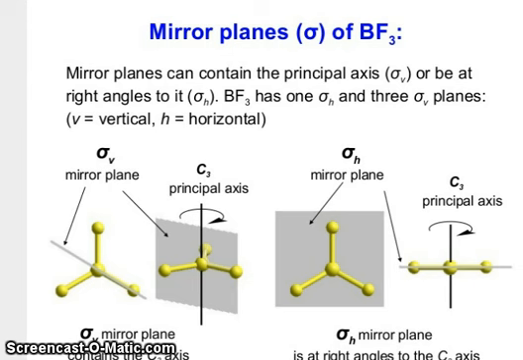Mirror planes can contain the principal axis, sigma v, or be at right angles to it, sigma h. BF3 has one sigma h and three sigma v planes. So v is for vertical and h is for horizontal. Look here at the sigma v mirror plane. C3 is the principal axis. The sigma v mirror plane contains the C3 axis, and the sigma h mirror plane is at right angles to the C3 axis.